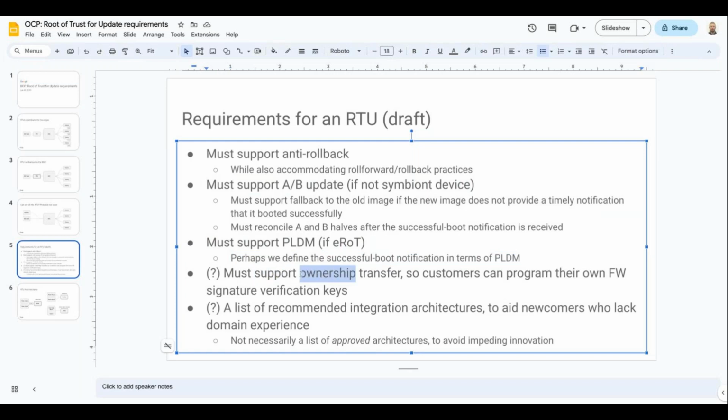Ownership transfer is a thing that we're working through. If you're a root of trust and you want to enforce some signature over the image, and you, as a device manufacturer, want your customer to enforce their own image, their own signatures, their own signature schemes and keys, you could provide ownership transfer as an API service. Say, here's how you program your own keys.